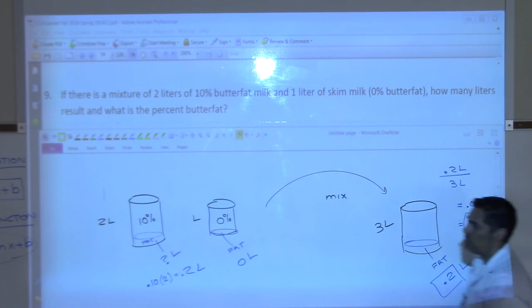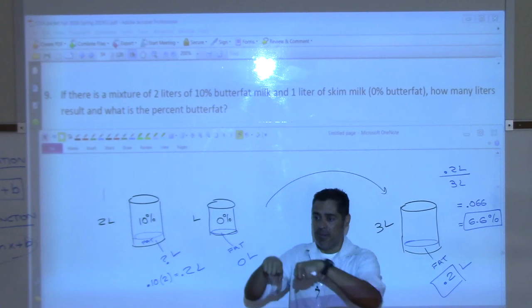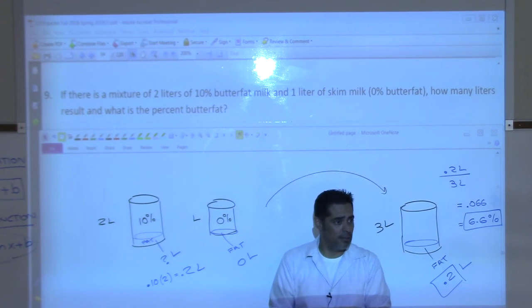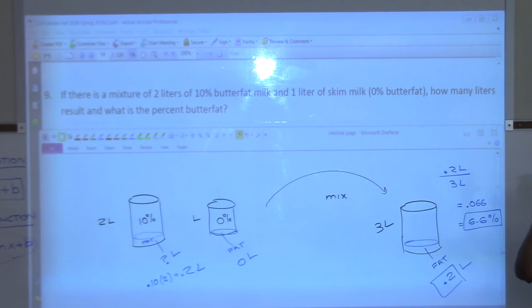Does it make sense that if you mix 2 liters of 10% with 0%, that you should have less than 10% fat in there? And we do. We have 6% now. Someone had a question? No? I thought I saw a hand go up. Did you change your mind?